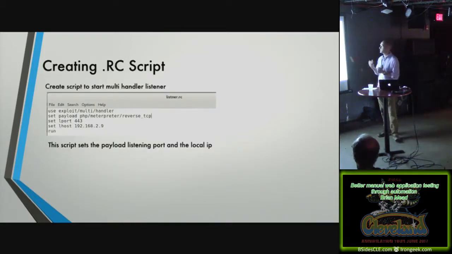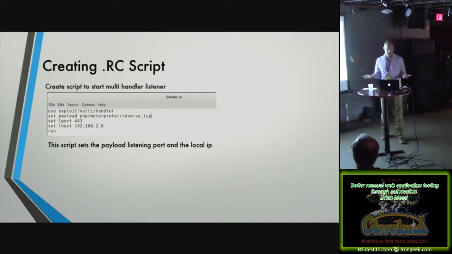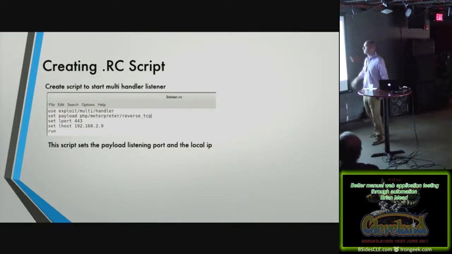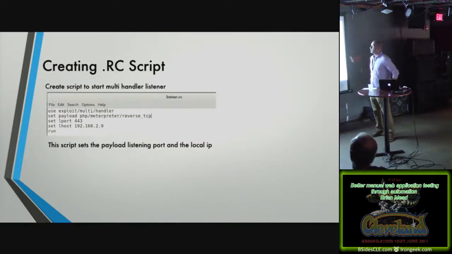So again, this is a simple example to get us started. This is a .rc or a resource file. One of the common things that I do on an engagement is set up a listener, right? Because everything is spawned through a reverse shell, because who has a firewall open that will accept new connections and not have them be a reverse shell? So I find myself doing this a lot. I've got to set up my handler, I've got to select my payload, I've got to set my port and my IP address. So this is a script that I created that does that for me.